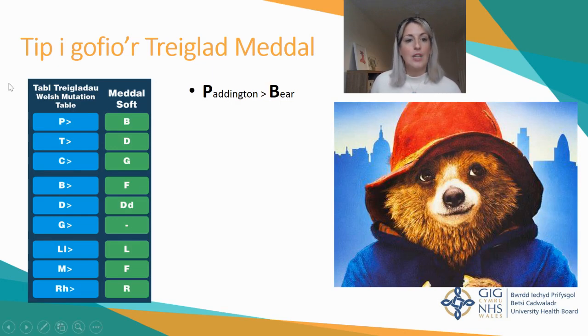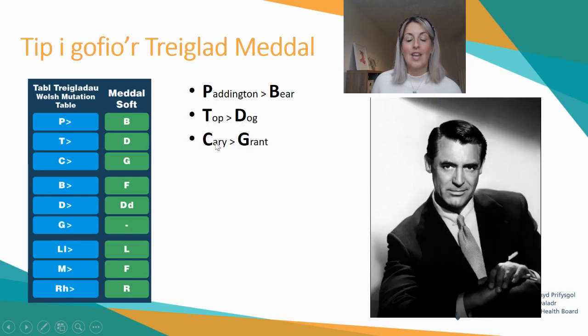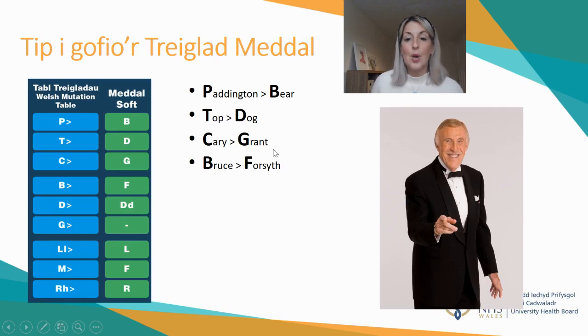Paddington bear. So the P turns to a B. Think of Paddington bear, P to a B. Top dog. The T softly mutates to a D. Top dog. Cary Grant. The C softly mutates to a G. C to a G, Cary Grant. B to an F, or V in Welsh. Bruce Forsyth.